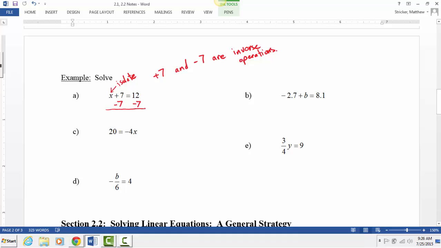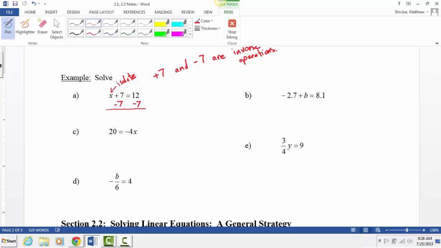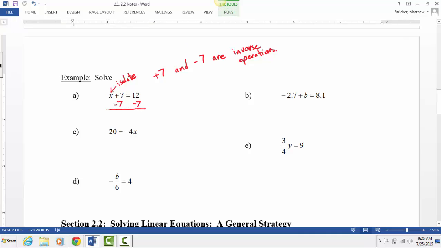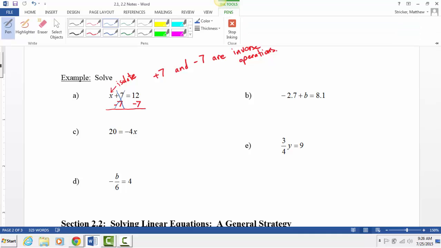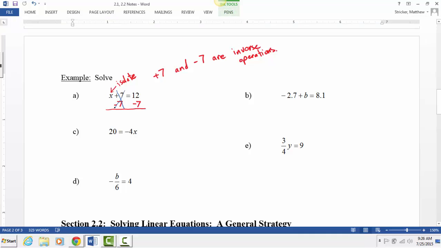So let's go ahead and subtract that. On the left side, plus 7 and minus 7 undo each other. They cancel each other out. So these guys will go away, leaving on the left-hand side all that's left is this x over here. So we have x equals what on the right side? Well, 12 minus 7, you should know that is equal to 5.